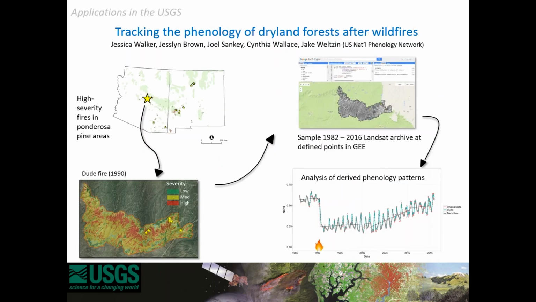Some work that I'm doing looks at the phenology of dryland forests after wildfires, again using more of the temporal richness of Earth Engine than its spatial extent. I'm looking at different point locations across the Southwest and extracting at each one of those points as much data as I can, in essence, from the Landsat archive. And again, same as many others, I'm taking those points and doing further analysis and statistical manipulation in R.